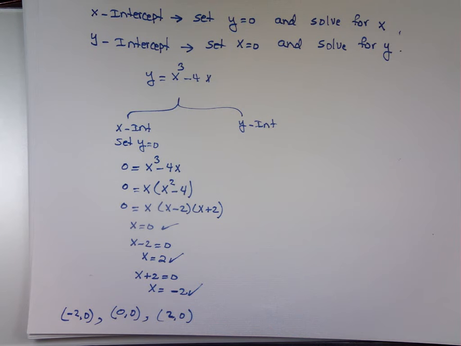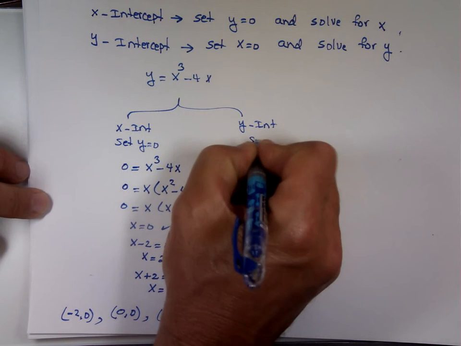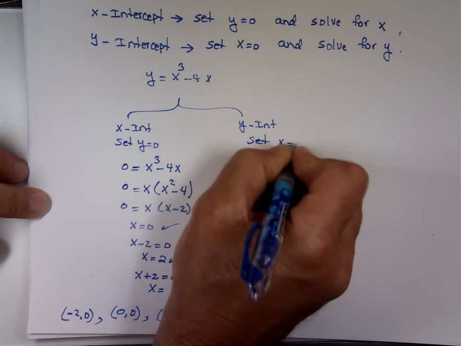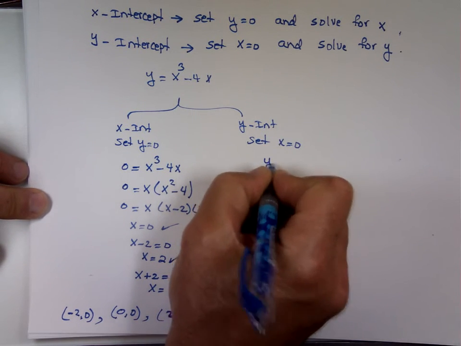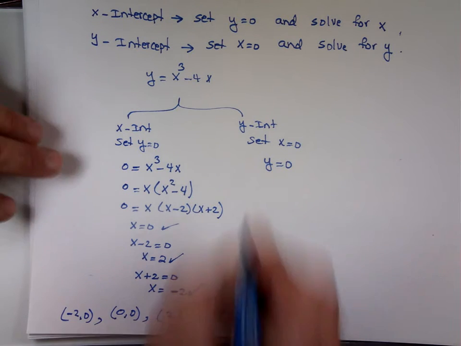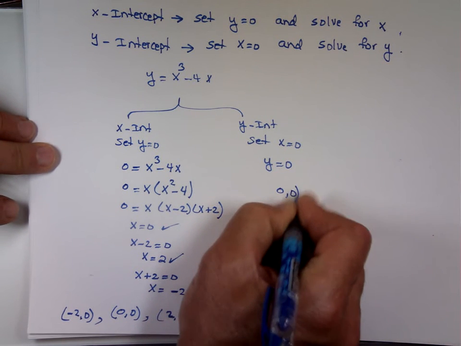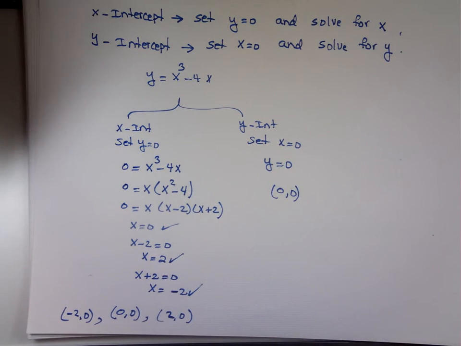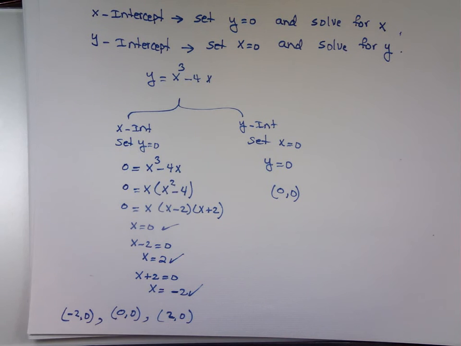How do you find the y-intercept? You set x equal to 0. If you set x equal to 0, you're done. That's it. Nice one. So that's 0, comma 0. That's my y-intercept. That's my x-intercept. The 0, 0 happens to be both an x-intercept and a y-intercept.